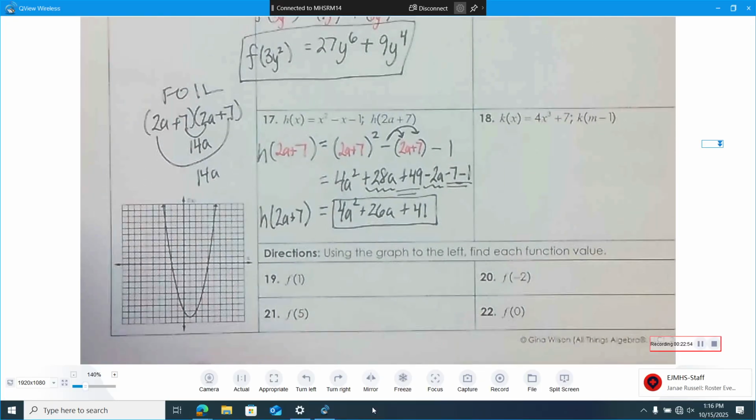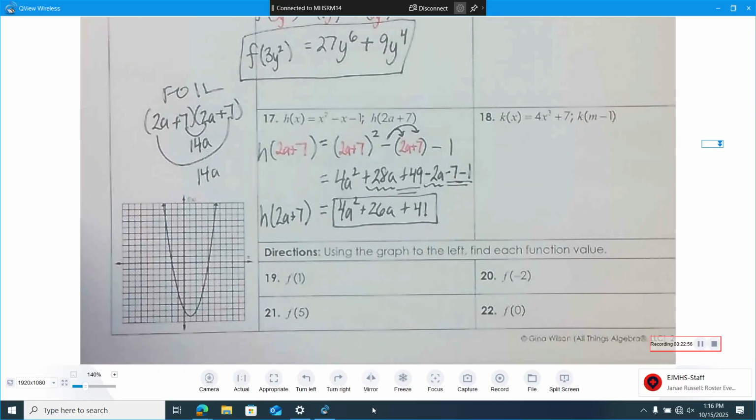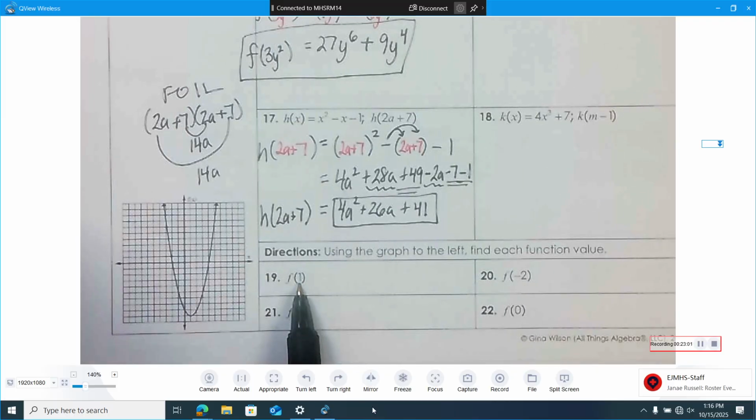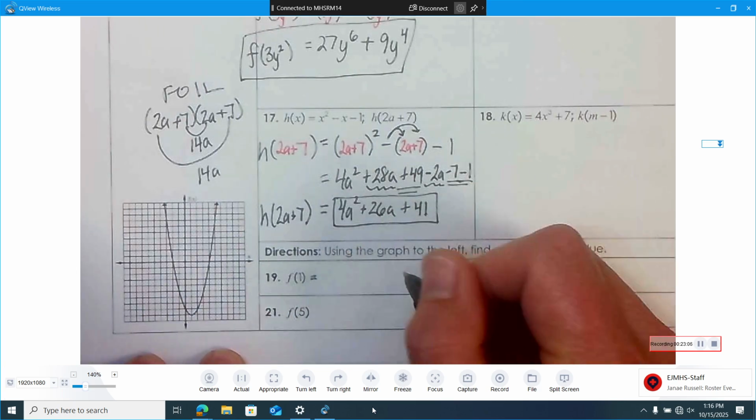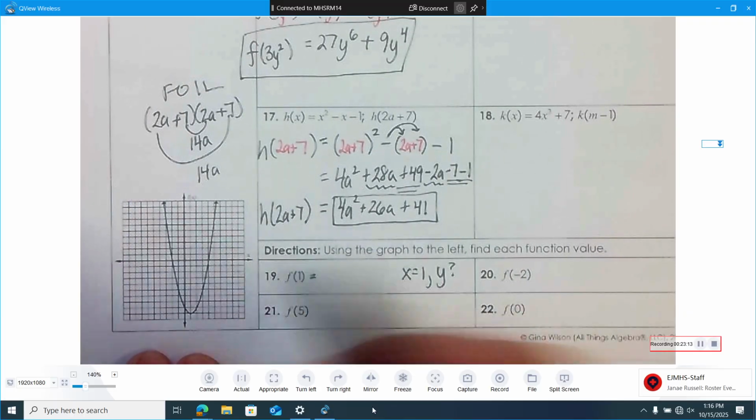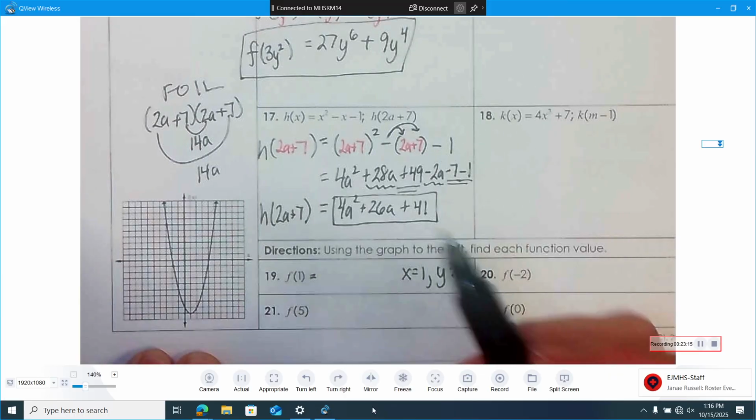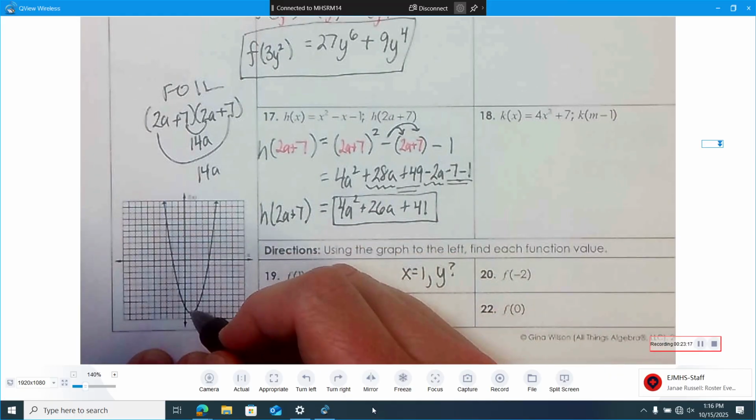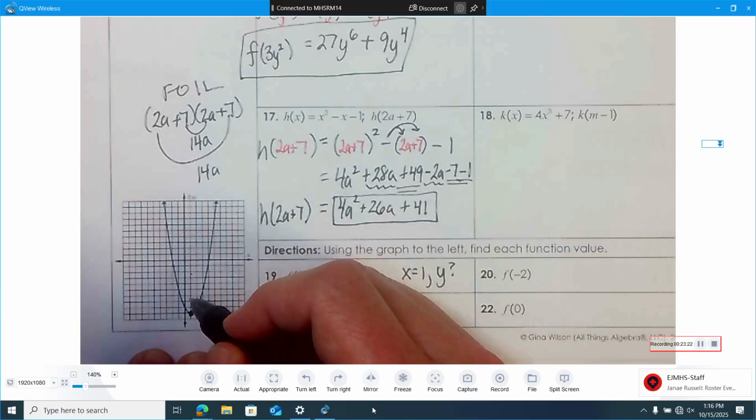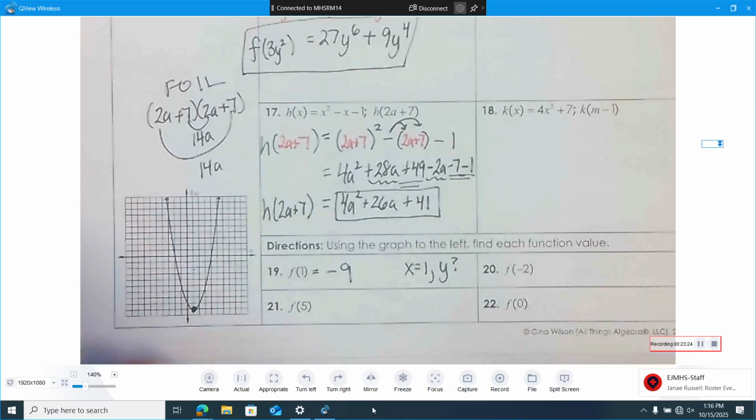Now the really, really easy part real fast. We are going to use the graph to evaluate the function. Find each function value. They put in a 1. What did they put a 1 in place of? The x. So they're telling you that if x equals 1, what's the y? What's the output? That's what we're trying to figure out. If x is 1, what's the output value? Right down here, which is 1, 2, 3, 4, 5, 6, 7, 8, 9. Negative 9. The ordered pair would be 1, negative 9.